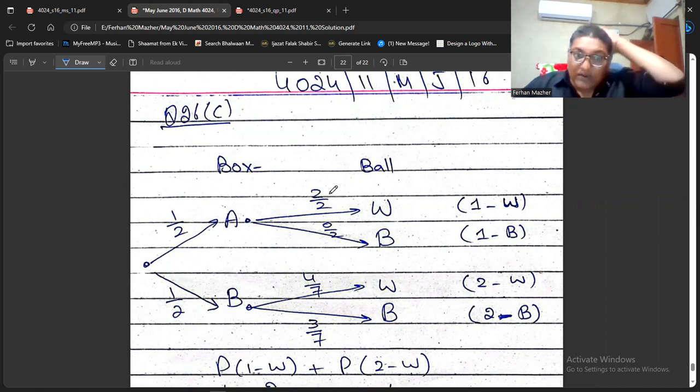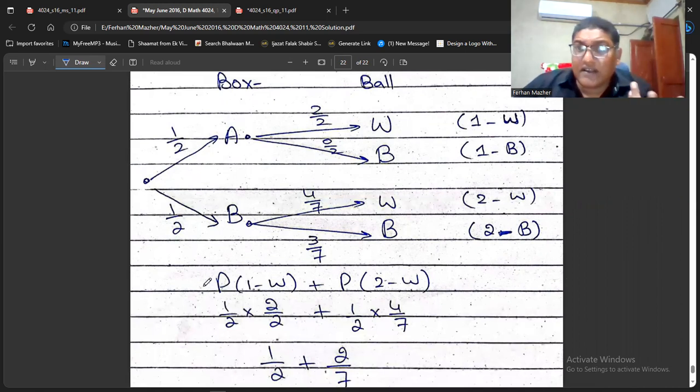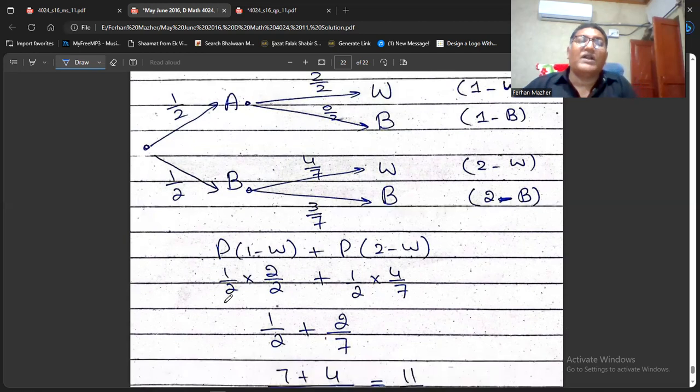So their question is, she gets a white ball. So there are two things. She gets a white ball from the box A, or she gets a white ball from the box B. Both things will satisfy this statement. So 1 comma W means from the first box you got a white ball. 2 comma W means from the second box you have got a white ball. So it will be 1 by 2 multiplied by 2 by 2 plus 1 by 2 multiplied by 4 by 7.